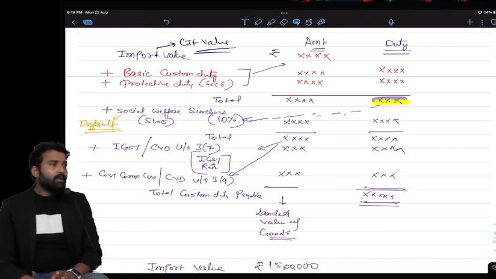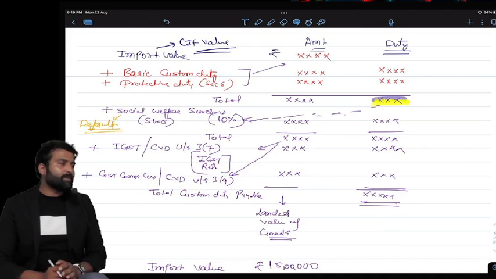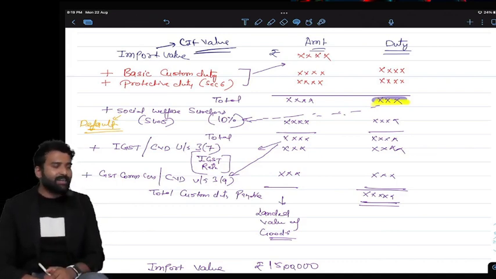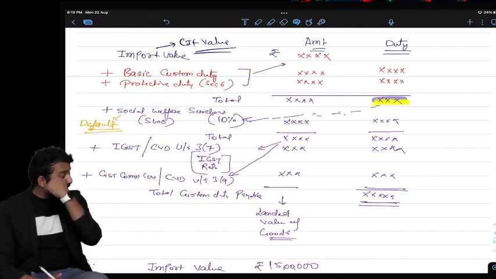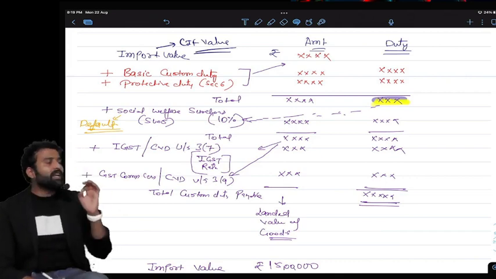Okay. Sir, what about anti-dumping? Later on I will also explain how to calculate the anti-dumping duty. Anti-dumping will be added in a different manner. There is only one.